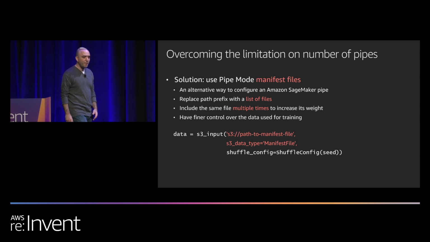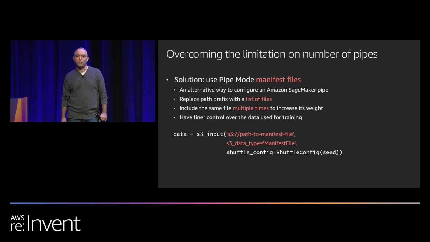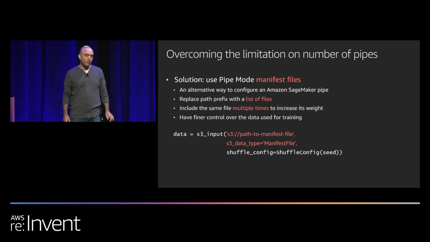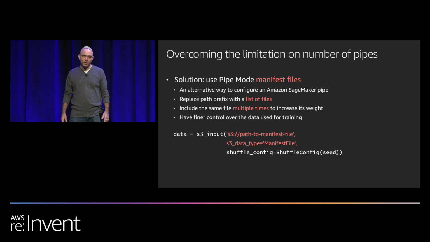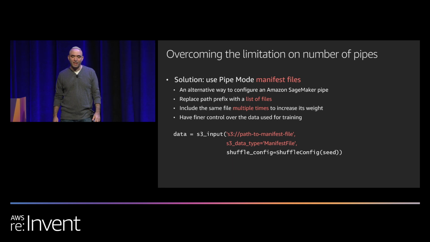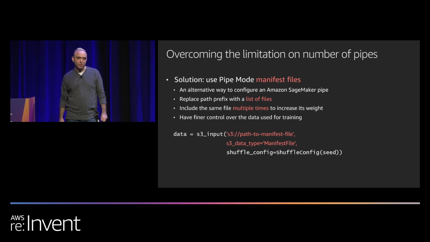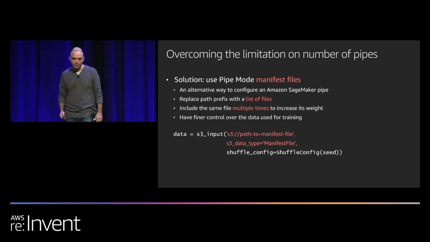To summarize, manifest files enables finer control over the data at the cost of having to create and manage an appropriate manifest. Configuring pipe mode to use a manifest file is once again a one-line change to the SageMaker deployment script, as demonstrated in red. Here, we set the S3 data type to manifest file and add the shuffle config setting so that the list of files in our manifest are shuffled before each epoch.